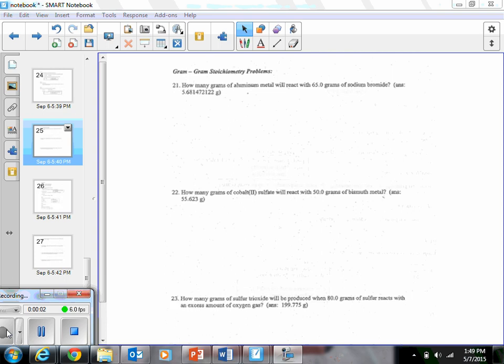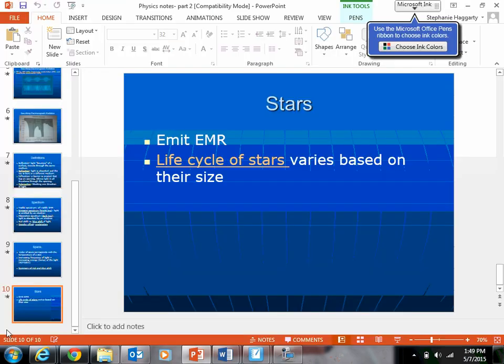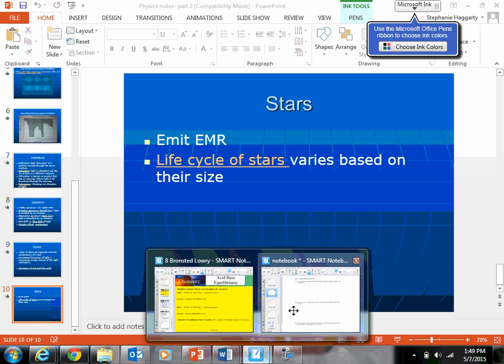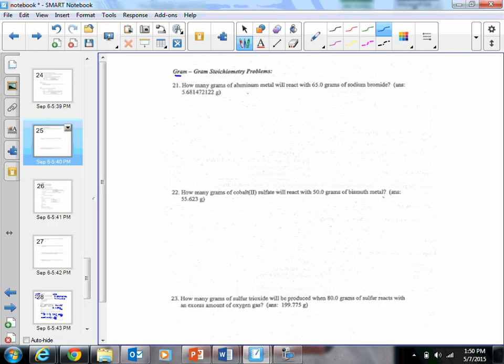All right, so here's an example of gravimetric stoich. So we're given a value in grams and we're converting it to grams. So this question says how many grams of aluminum metal, so this is my unknown, will react with 65 grams of sodium bromide. So that's my known. So first step of every single stoich question is to start with a balanced equation.